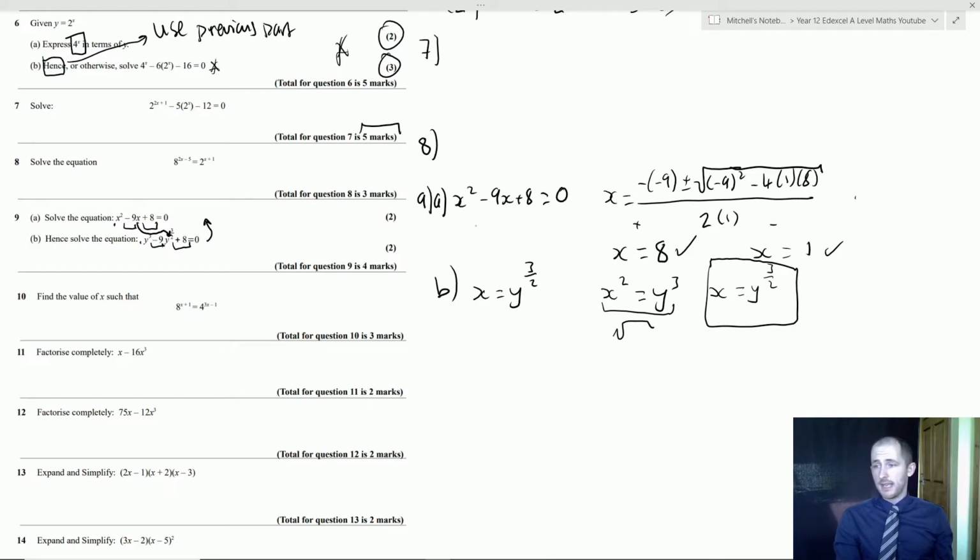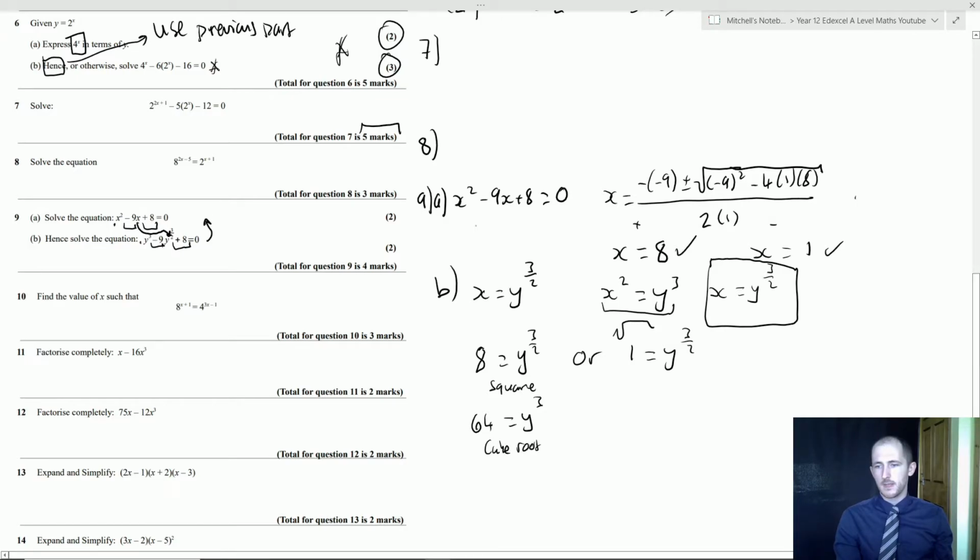So all we need to do is use our answers. x is either equal to 8, or x is equal to 1. So what do we do? Well, you square both sides, which gives me 64 equals y cubed. And then you just cube root it. 64 cube rooted, you can use a calculator or you can just know it, is equal to 4. So y is equal to 4.